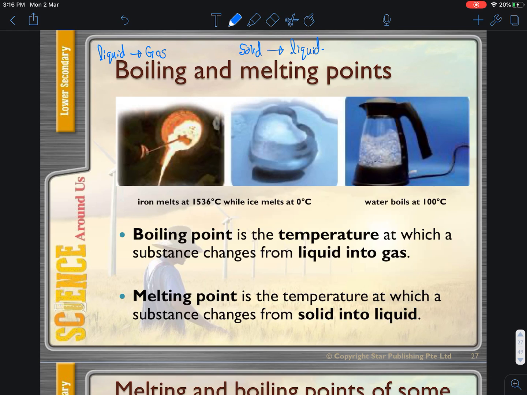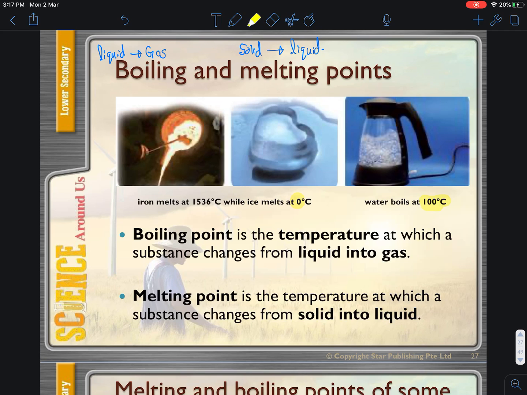Now do take note that these values only apply to pure water. It is not the boiling point or melting point of all substances. So be very careful when the question asks what is the boiling point. Read the question carefully and see what substance is given to you. If the question asks what is the boiling point of pure water, then it's 100 degrees Celsius. If the question asks for the melting point of pure ice, it is 0 degrees Celsius.